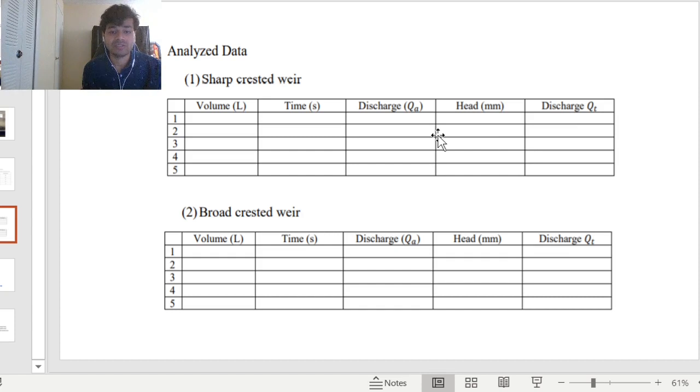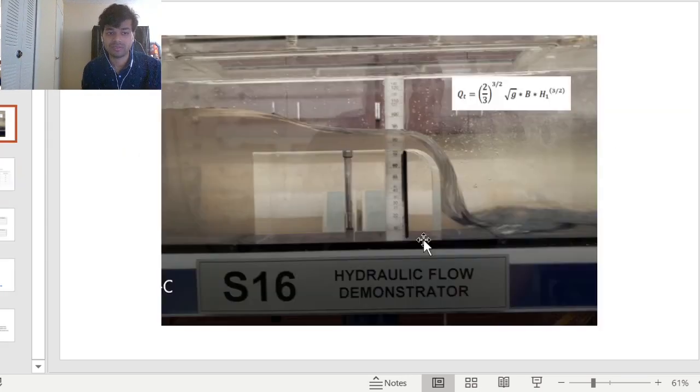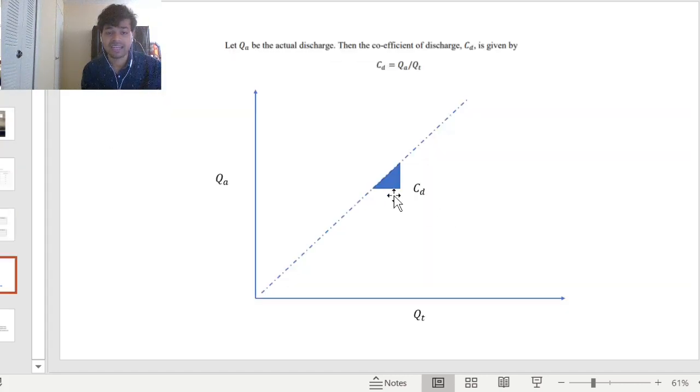Then you can draw two graphs, one for sharp crested and one for broad crested. What are those two graphs? Actual discharge, which is volume by time, and the theoretical discharge, which is based on the formula. Which formula? These two formulas for the sharp crested and the broad crested. Okay, and calculate the CD and discuss how it is different for the sharp crested and the broad crested weir and why this is useful. I'm going to see what kind of discussion you have, and I'm going to grade based on that. Okay, and don't forget to answer the lab questions.